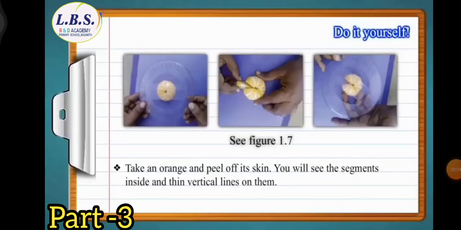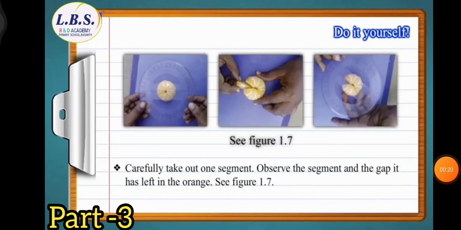See figure 1.7. Take an orange and peel off its skin. You will see the segments inside and thin vertical lines on them. You can see this, right? Carefully take out one segment. Observe the segment and the gap it has left in the orange. See figure 1.7.